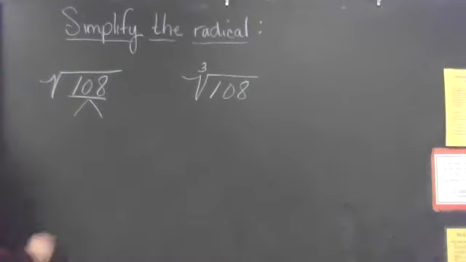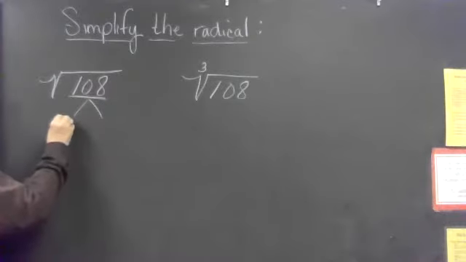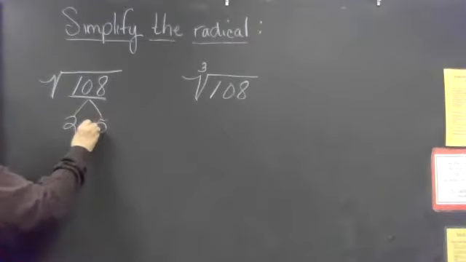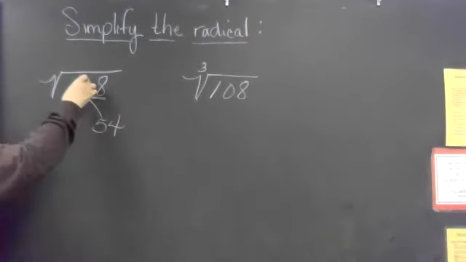Now, you can do anything you want to, but if it's an even number, you can divide by 2, okay? So if I divide by 2, I'm going to get 54, okay? 2 times 54 will give me 108.